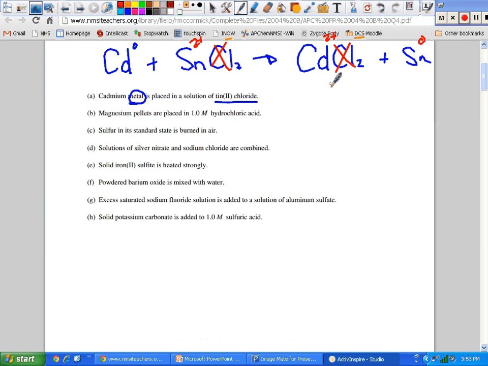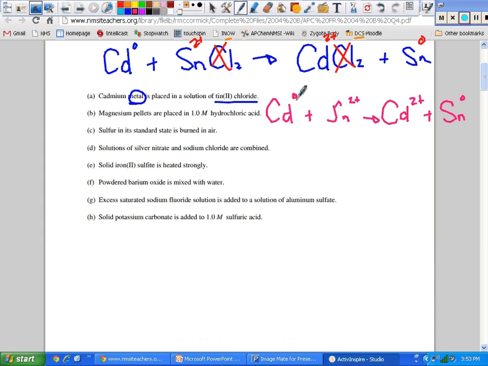So let's write what you would have written on the AP exam. Cd plus Sn2+ goes to Cd2+ plus Sn. Again, make sure you remember that cadmium is always a 2 plus, and zinc is always a 2 plus, and silver is always a 1 plus. Okay, charges are balanced, very good. Atoms are balanced. Of course, you don't need electrons. Okay, any questions? All right, so let's look at B.